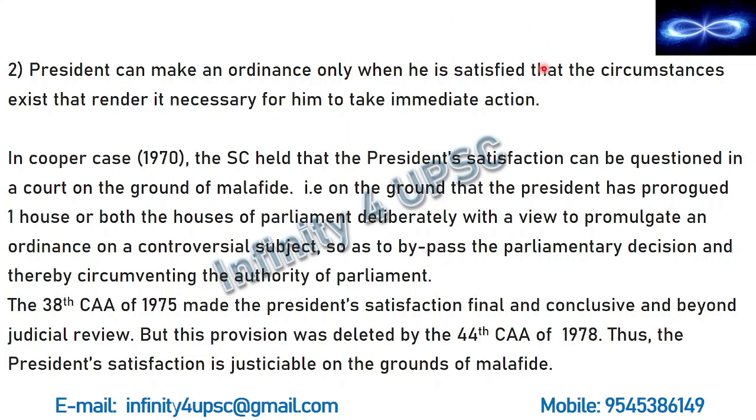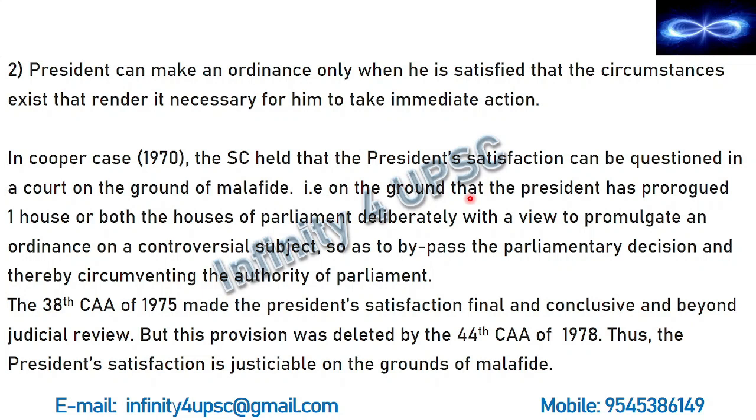Now with this statement, it is like giving the President an uncontrolled measure of power to issue an ordinance whenever he wants, because it is his satisfaction and we do not have any other condition. So in 1970, in the Cooper case, the Supreme Court held that the President's satisfaction can be questioned in a court on the ground of mala-fide. Now what is this ground of mala-fide?